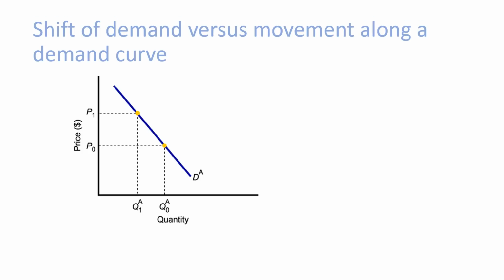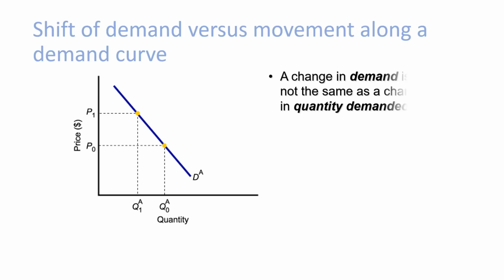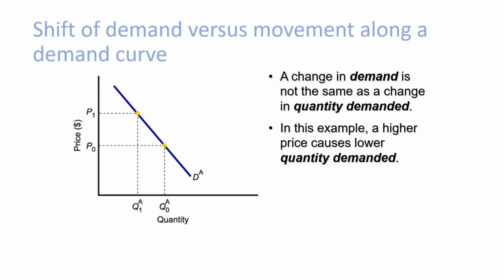Shift of the demand versus the movement along the demand curve. The same thing over here. As we mentioned previously, when there is a change in the price, it will cause a change in the quantity demanded. That means there is only a movement on the demand curve. A change in the demand is not the same as a change in the quantity demanded.